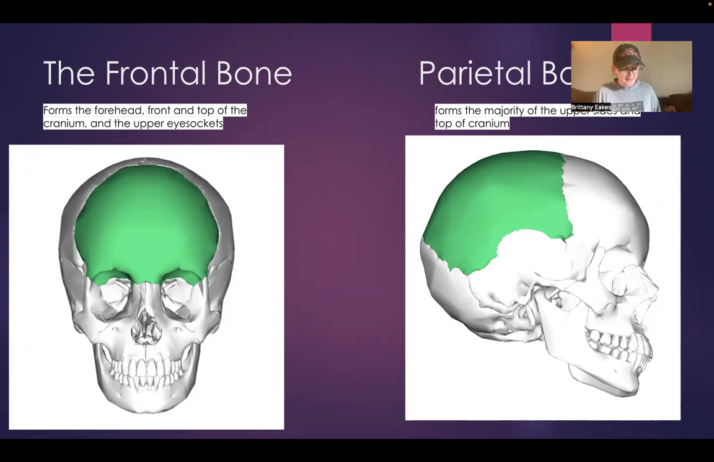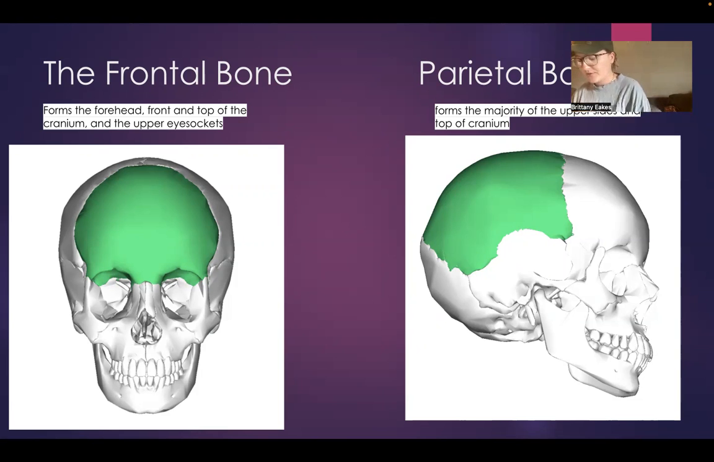There are 14 facial bones that form the face, 2 nasal bones, 2 maxillae or maxillas. The singular for this is the maxilla. 2 zygomatic bones, the mandible, 2 lacrimal bones, 2 palatine bones, 2 inferior nasal conchae, and the vomer bone.